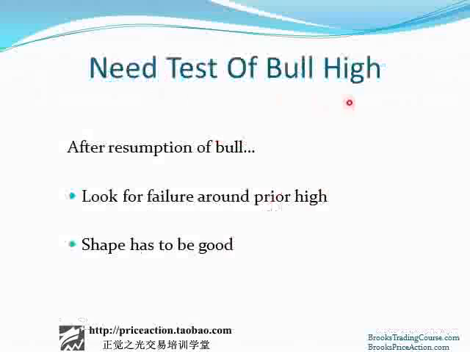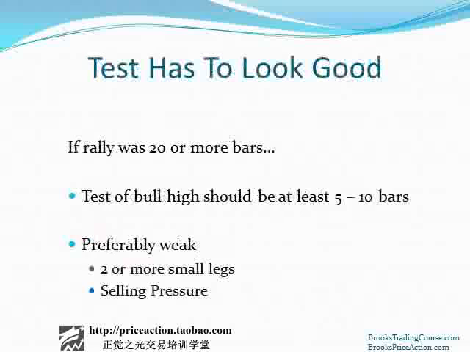You need a test of the bull high. After the resumption of the bull, which we're currently seeing, you look for a failure around the old high. The market may go to a higher high, may just double top, it may go to a lower high. It doesn't matter. You're looking for some kind of reversal down around the old high. And you also want the shape to be good. If the rally was 20 bars or more, the test of the bull high should be at least 5 to 10 bars. And you prefer it to be weak.